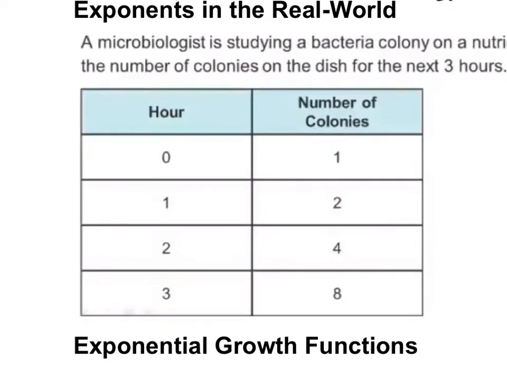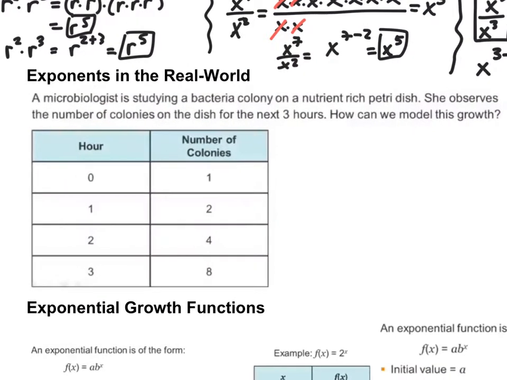So let's talk about this next problem, exponents in the real world. We have a situation where a microbiologist is studying a bacteria colony on a nutrient-rich petri dish. He observes the colonies on the dish for the next 3 hours. How can we model this growth? At the 0 hour, you have 1 colony. After 1 hour, you have 2 colonies. So you have doubled 1 to get 2.